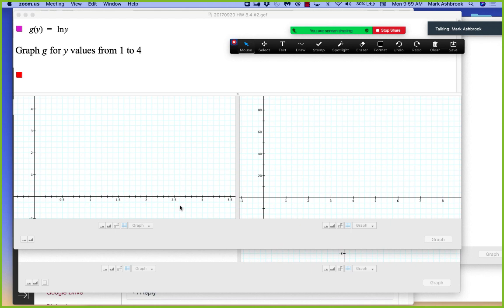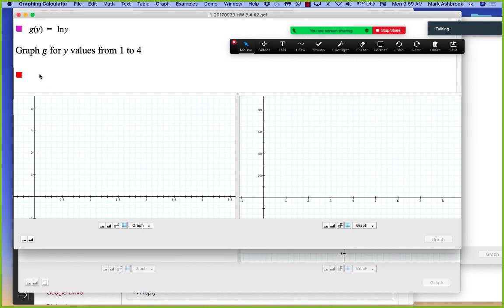So how will I tell GC to graph that? What should I do to tell GC to graph this function g so that y values are my independent variable? What will I type in now? X equals g of y. What do you think?